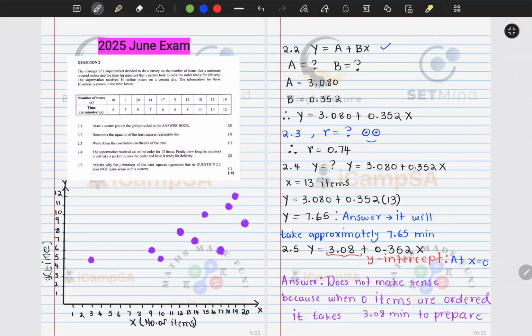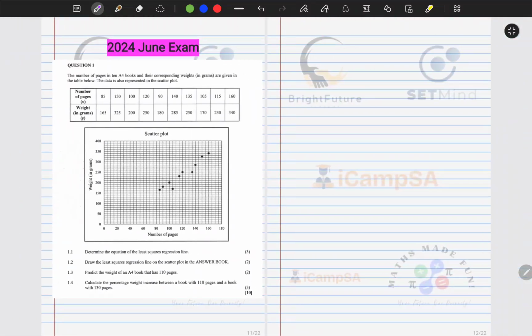So if you quickly look again at the English, the answer does not make sense because when 0 items are ordered, it takes 3.08 minutes to prepare. And that doesn't make sense because you have 0 items to pack, but you are taking 3 minutes. What is that for? So that is why this does not make sense. So let's go to the next question.